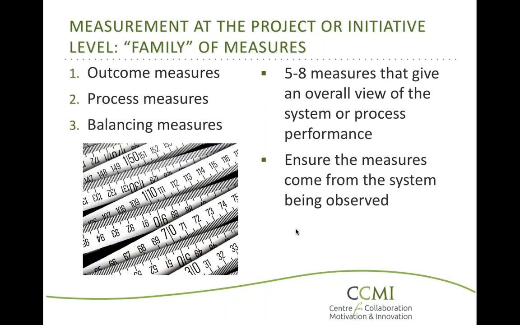Process measures tell you that the system is running effectively, and they usually contribute to the progress towards your overall aim. And then balance measures help you understand if the changes you make are actually working against your goals, aims, and objectives. So is the work having an impact on the system that's opposite of what you intended?